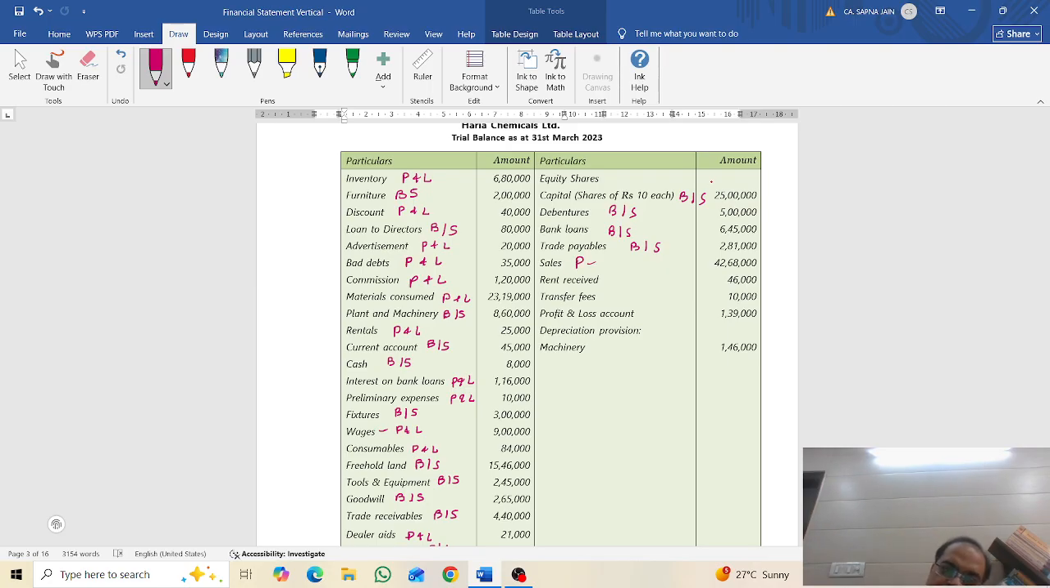Sales is profit and loss account. Rent receipt, profit and loss account. Transfer fee, profit and loss account. This is the profit and loss account balance, related to the balance sheet, part of reserves and surplus. And this is also related to the balance sheet. We will discuss. This is the depreciation provision. Now we will discuss.